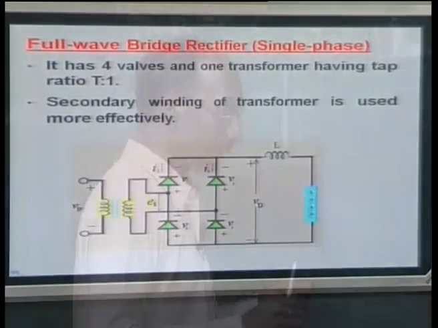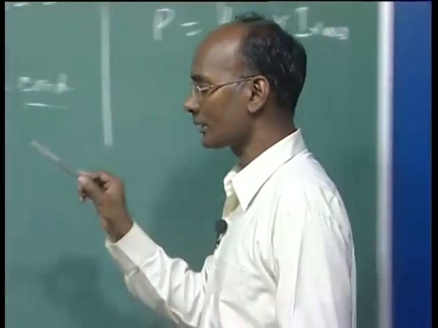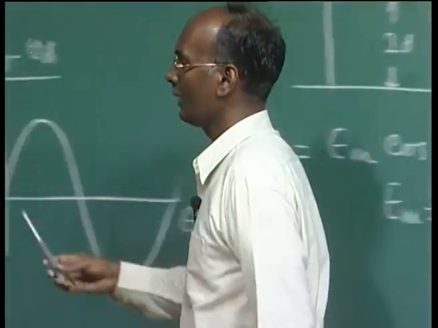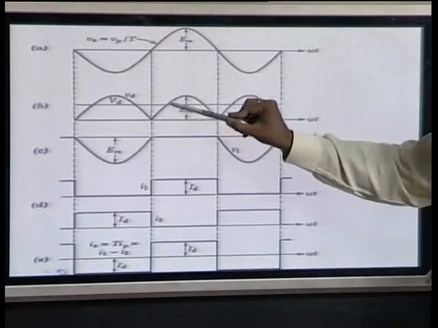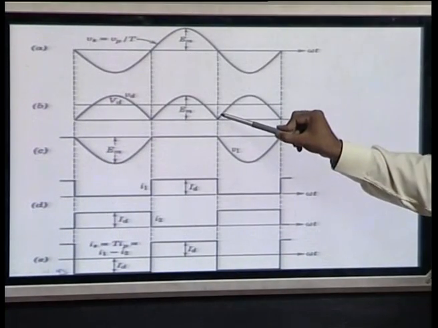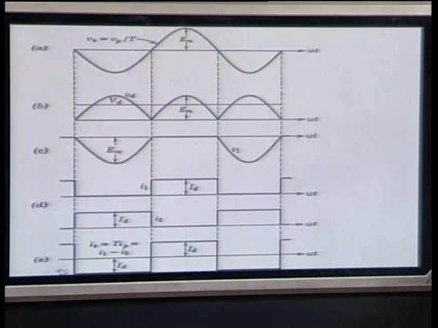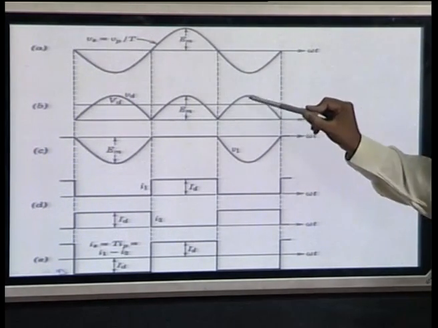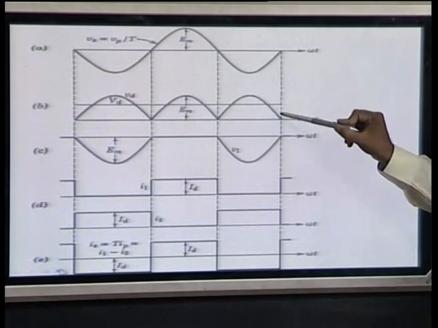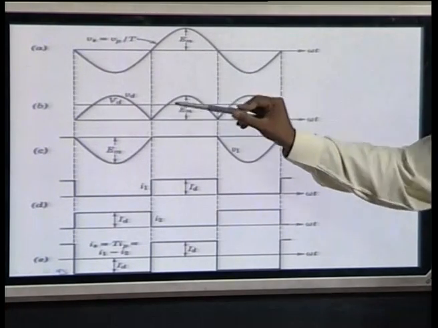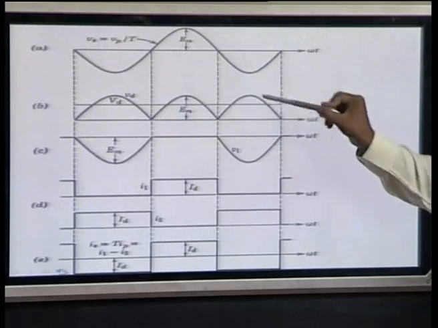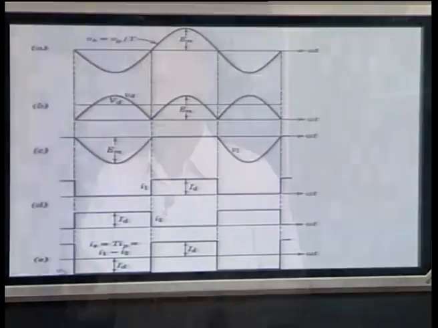Means 2 valves are conducting at a time, and you can see again in one cycle, in the positive cycle we are getting this output voltage where 1 and 2 are conducting, and in the other cycle 3 and 4 are conducting, and this Vd is showing the instantaneous output voltage.